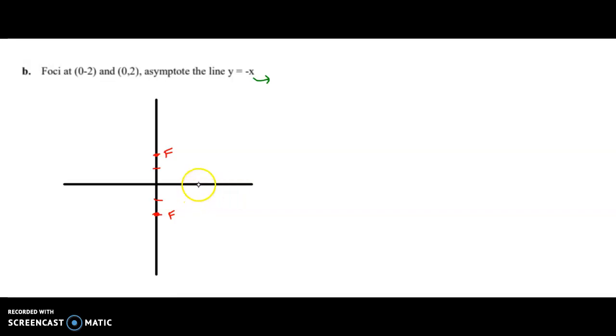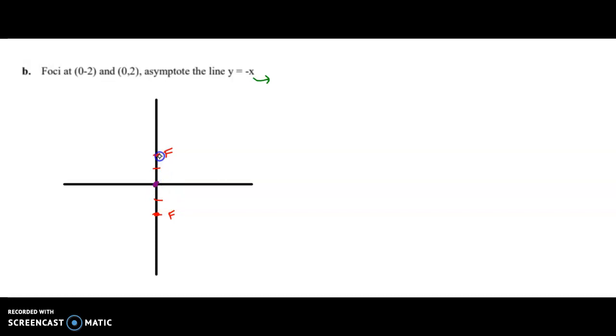All right, continuing on with 10.4 part 1. In example B, here you're given two foci and an asymptote line. And so what I did was I plotted the foci. Hopefully we can tell that the center is going to be at 0, 0 again.